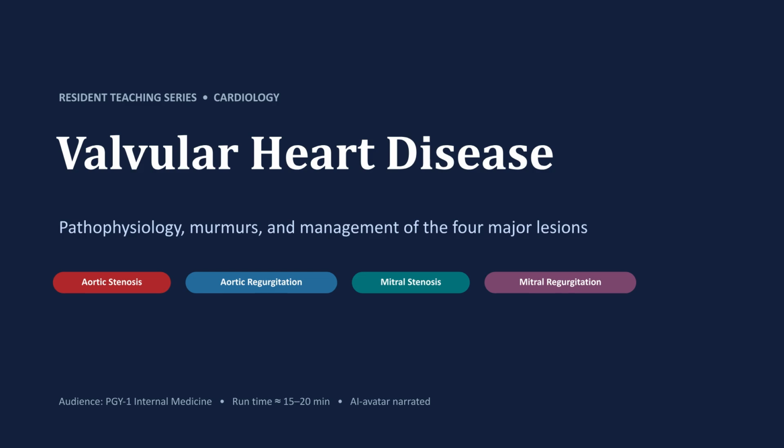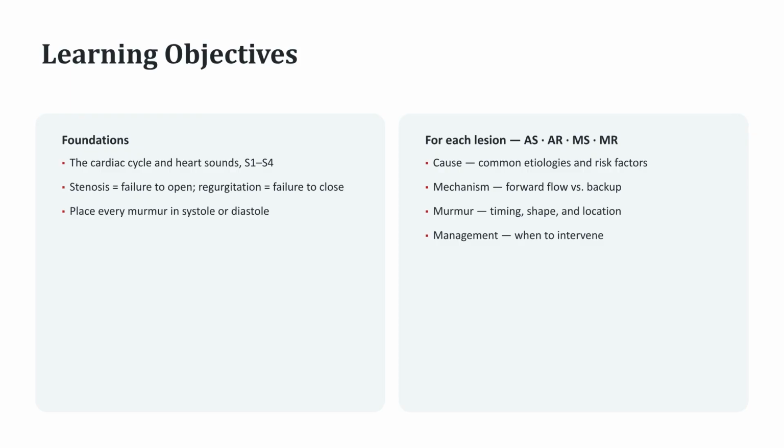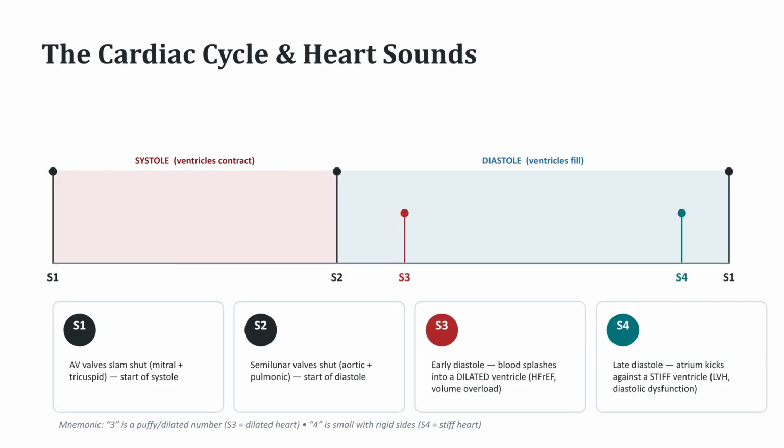Over the next 15 to 20 minutes, we will build a practical bedside framework for the four major valve lesions: aortic stenosis, aortic regurgitation, mitral stenosis, and mitral regurgitation. We will follow a consistent pattern. For each lesion, we'll cover the cause, the mechanism, the characteristic murmur, and the management, including the key question of when to intervene. Before diving in, let's anchor the cardiac cycle.